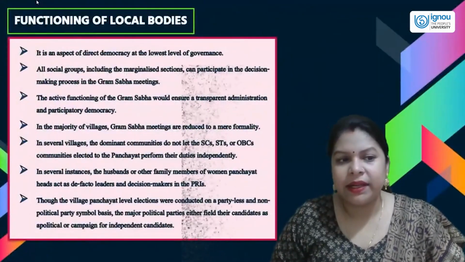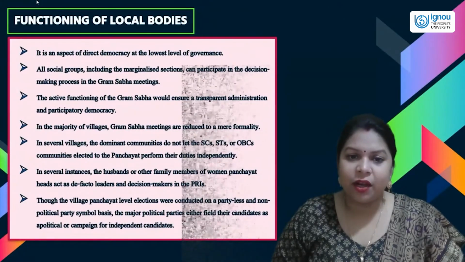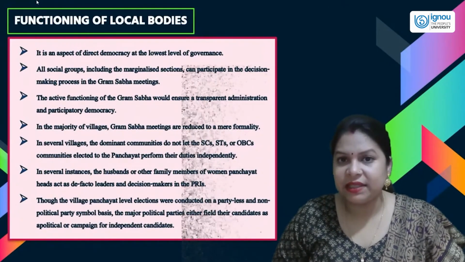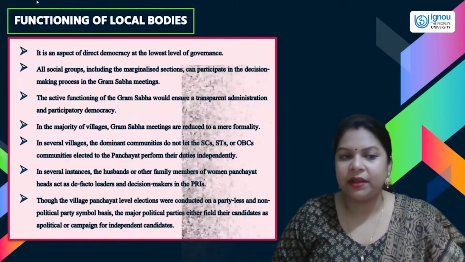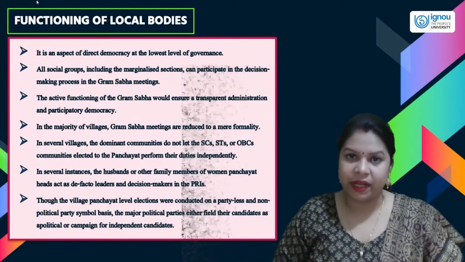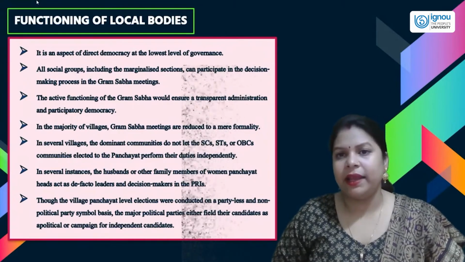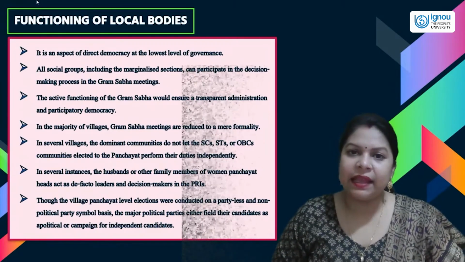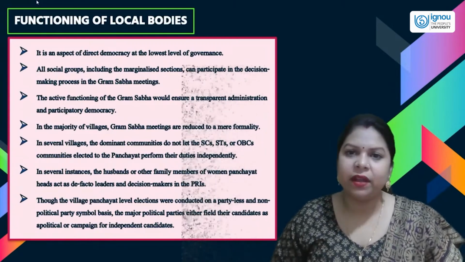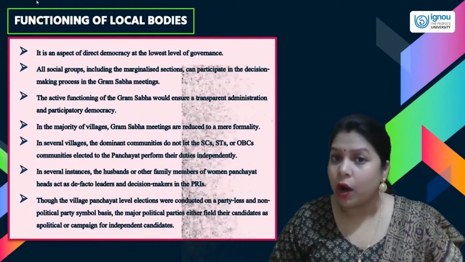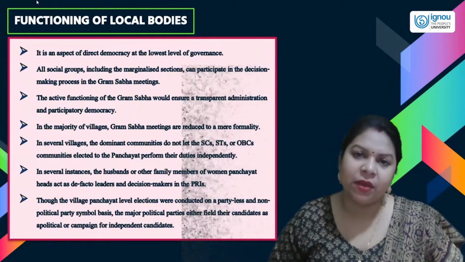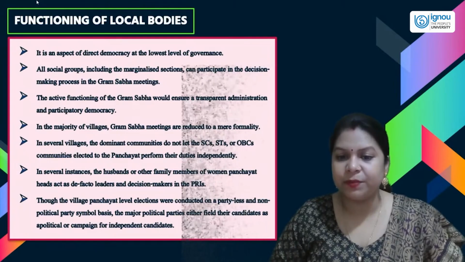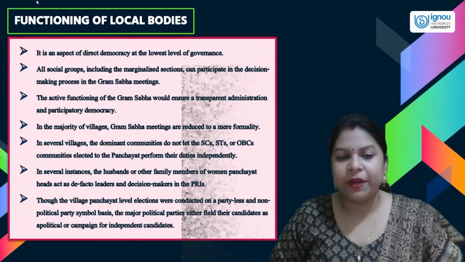Apart from that, it is an aspect of direct democracy at the lowest level of governance. So, all social groups, including the marginalized sections, can participate in the decision making process in the Gram Sabha meeting. There is a provision that all the citizens of India can be a part of these Gram Sabha meetings, and they can share their thoughts for the decision making process. So the active functioning of the Gram Sabha would ensure a transparent administration and participatory democracy.